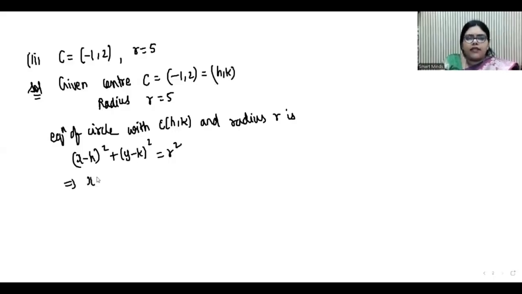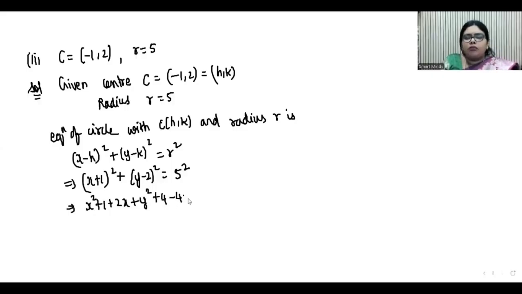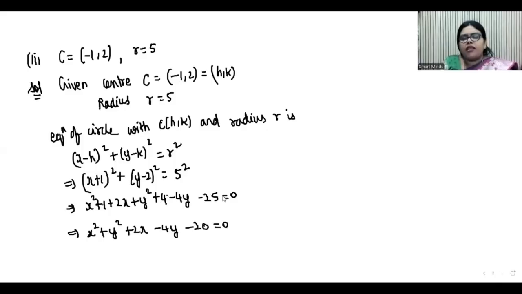Now substitute x plus 1 whole square plus y minus 2 whole square is equal to 5 square. Expand x square plus 1 plus 2x plus y square plus 4 minus 4y minus 25 is 0. Now x square plus y square plus 2x minus 4y minus 20 is 0. See, 1 plus 4 is 5. 5 minus 25 is minus 20 equals to 0. This is the final answer.